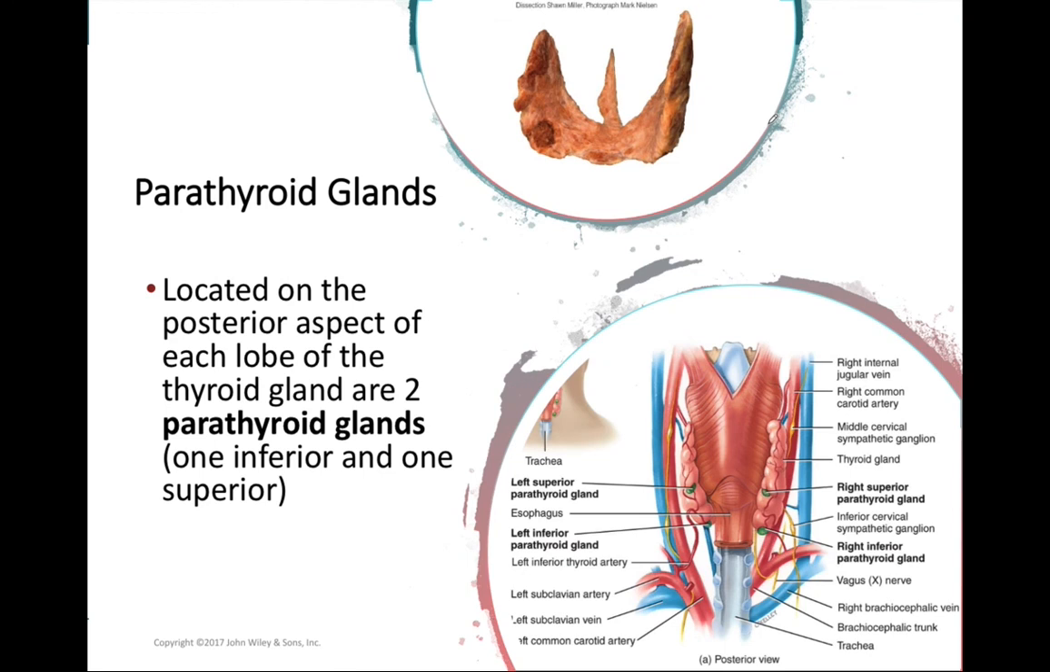Our next major endocrine organ that we're going to discuss are the parathyroid glands. Now these are found on the back side of the thyroid gland. We'll have two on each side. You can see these depicted right here. We have a right superior parathyroid gland and we have a right inferior parathyroid gland. And we'll have the same arrangement here on the left side.